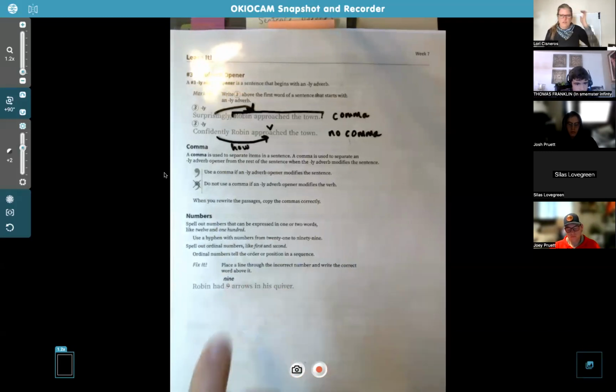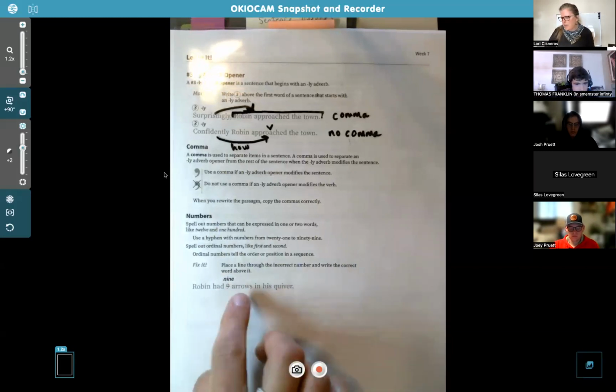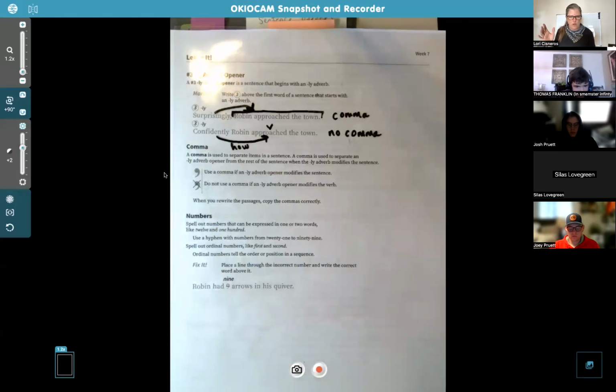And then the word 9, it should be a word. They had it as a number. So that'll be in your grammar homework this week. You're going to draw 1 line through the number and then write it correctly above it.